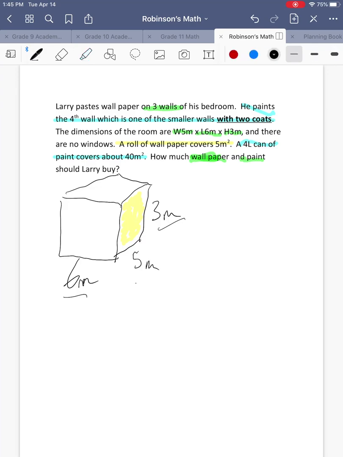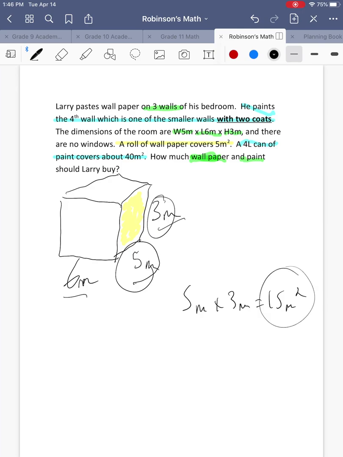And as we said before, the area of the small wall was 5 by 3, so 5 meters times 3 meters equals 15 meters squared. So to do 1 coat of paint on it, one 4-liter can covers 40 meters squared. And we can see this number is under 40, so so far we only need 1 can.